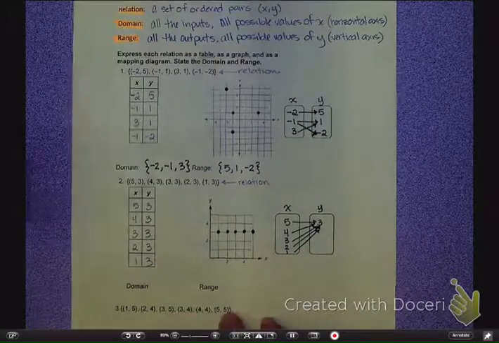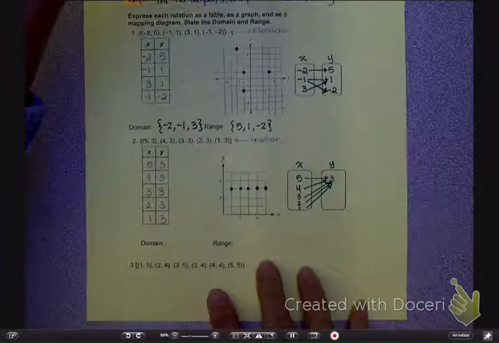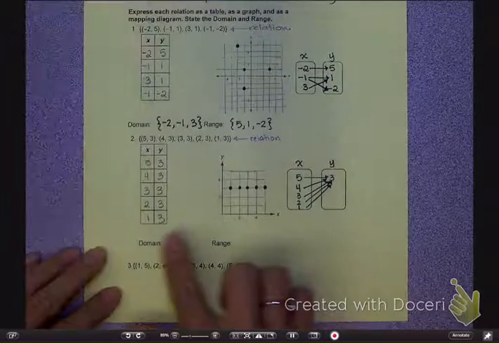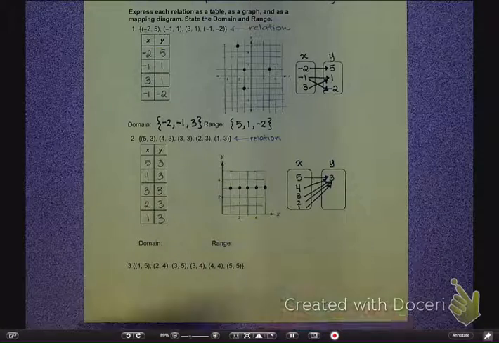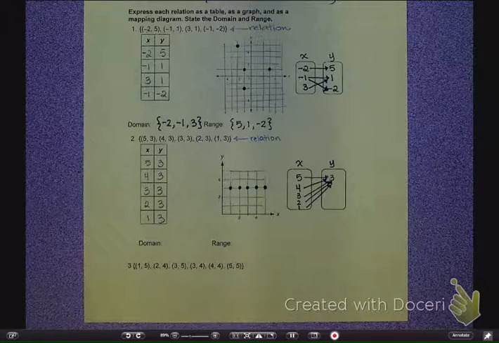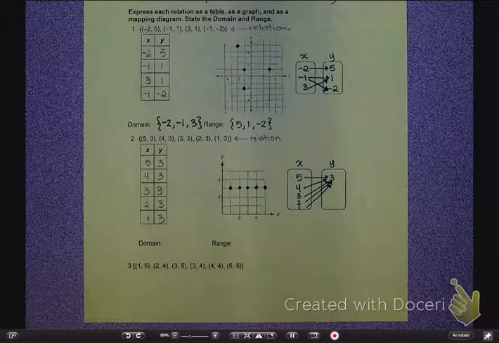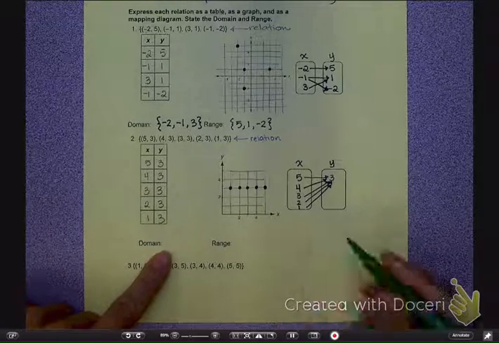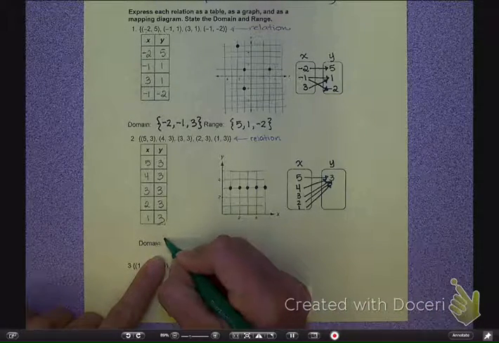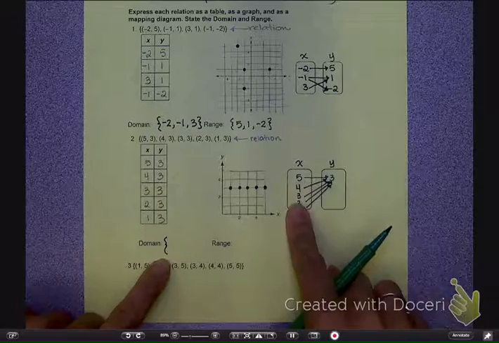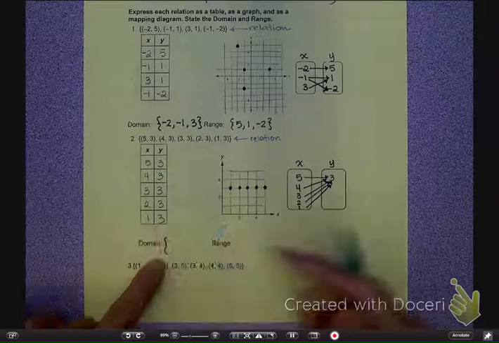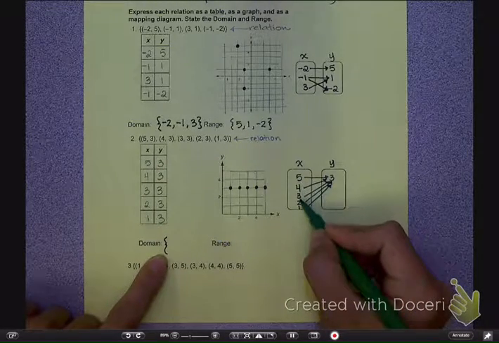All right, let's go ahead and talk about my domain and my range for this problem here. Okay, so my domain is going to be all the values of x. So let's take a look at all of my x values. I can look at them here. I can also look at them here. Okay, so they are 5, 4, 3, 2, 1.